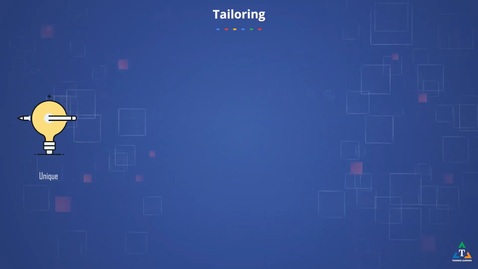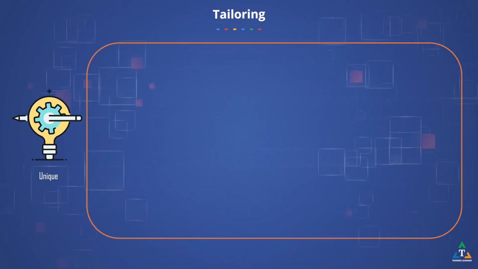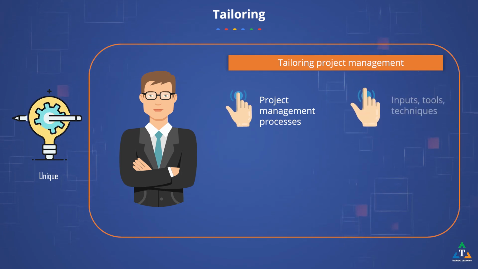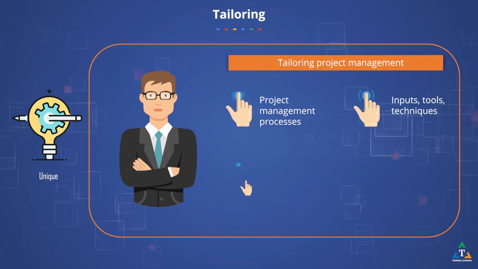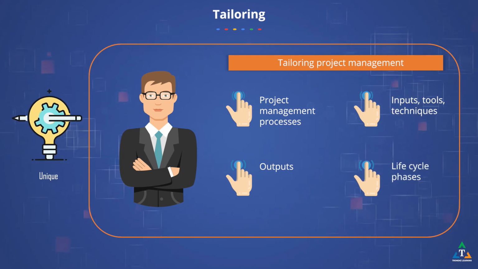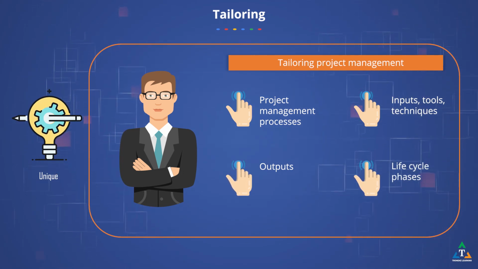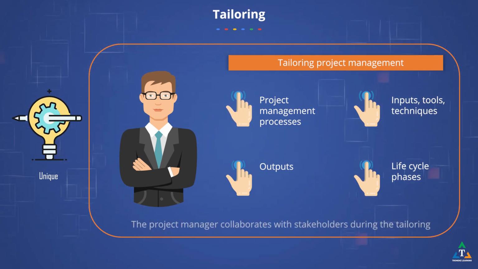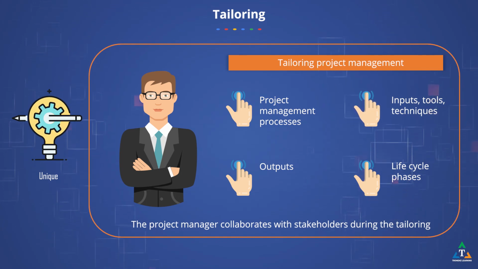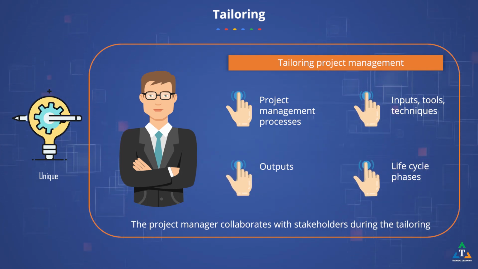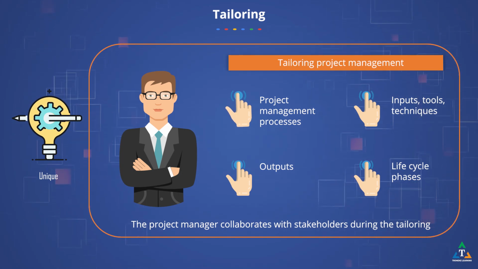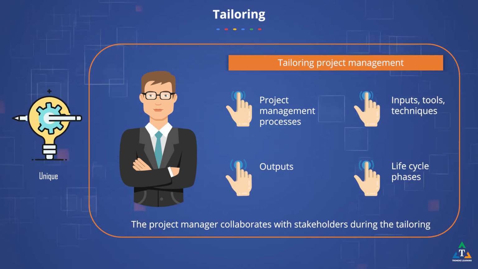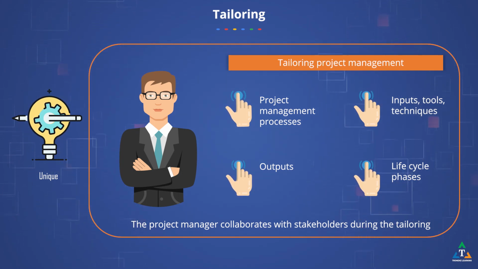Every project is unique and there is no one-size-fits-all. The project manager needs to select appropriate project management processes, inputs, tools, techniques, outputs, life cycle phases to manage a project effectively. This selection activity is referred to as tailoring project management. The project manager collaborates with stakeholders during the tailoring process. The project manager should tailor the project processes according to the project's environment, size, complexity, importance, capability, and risk.